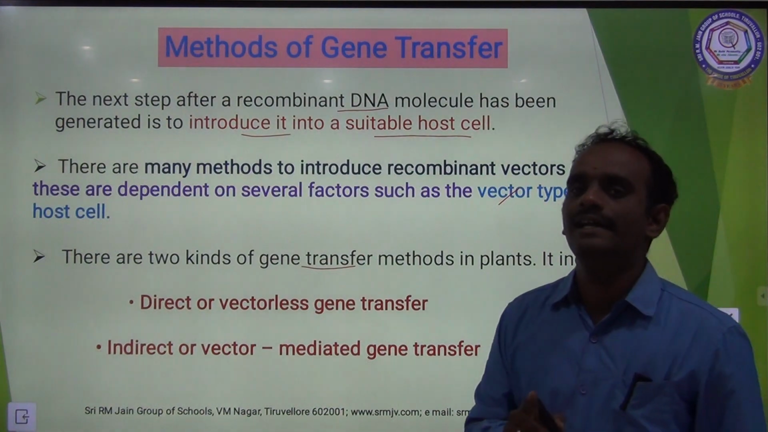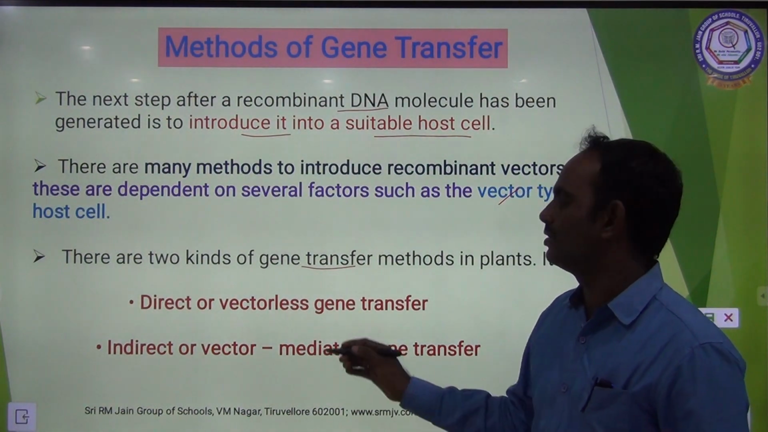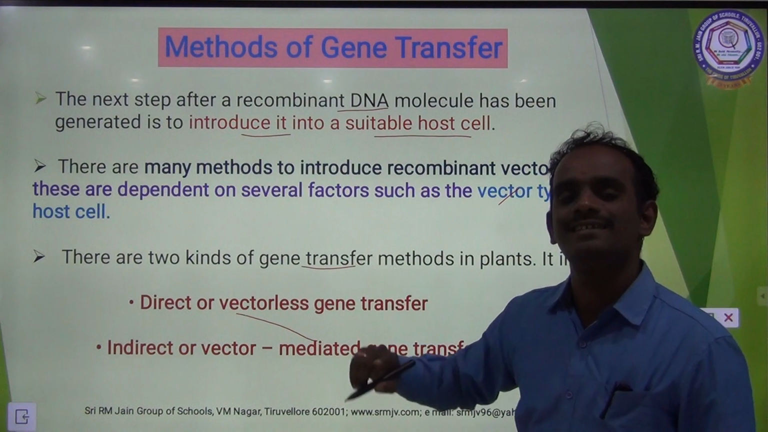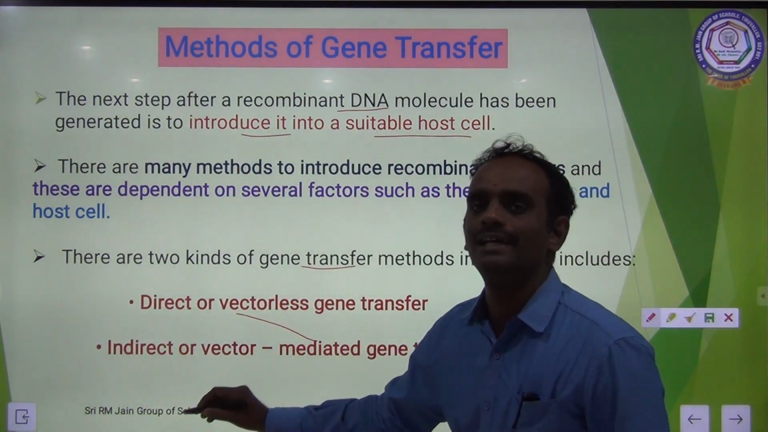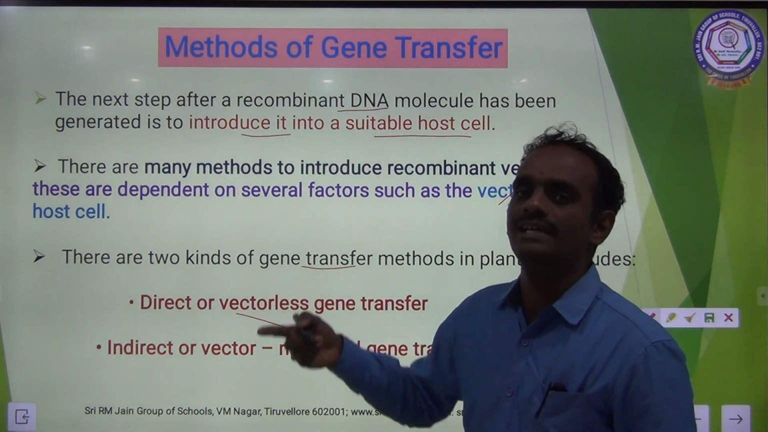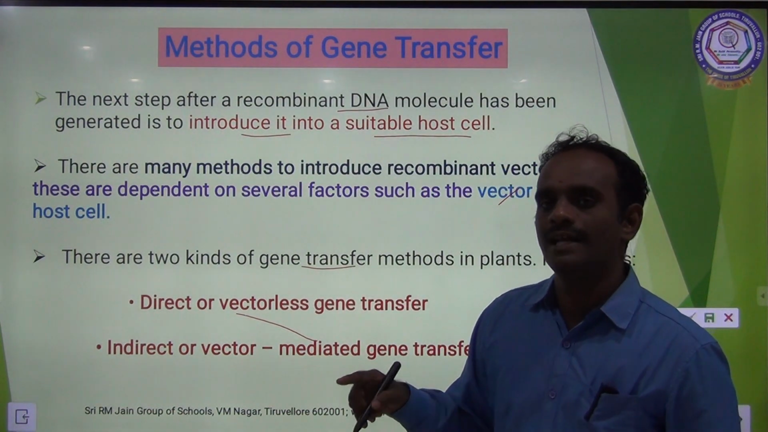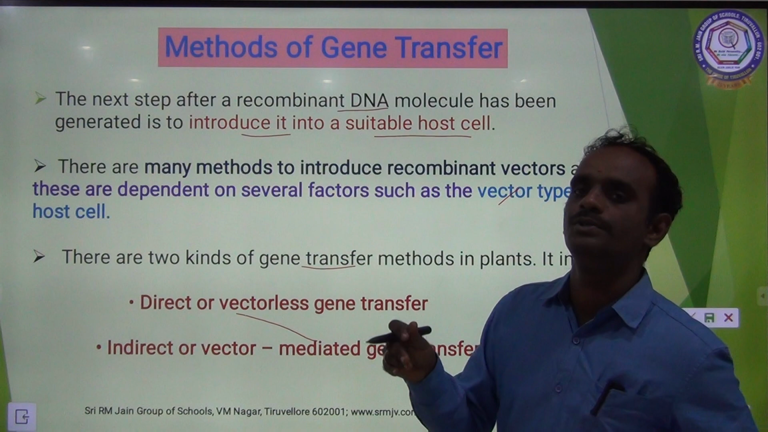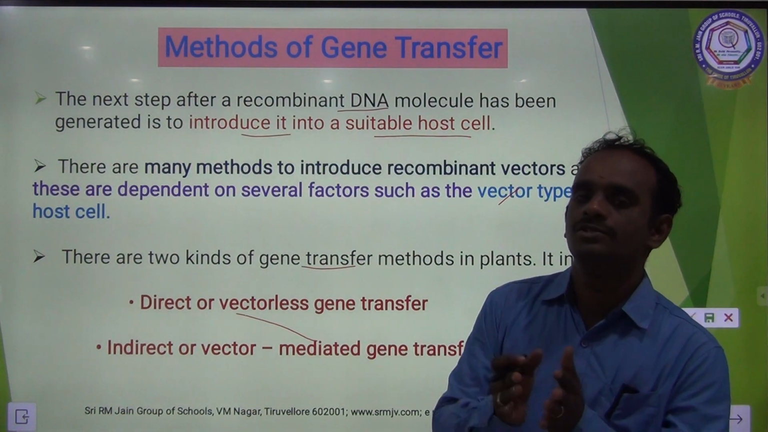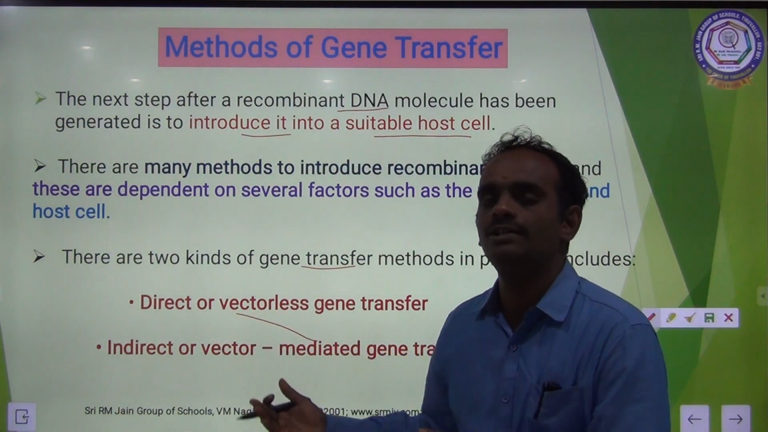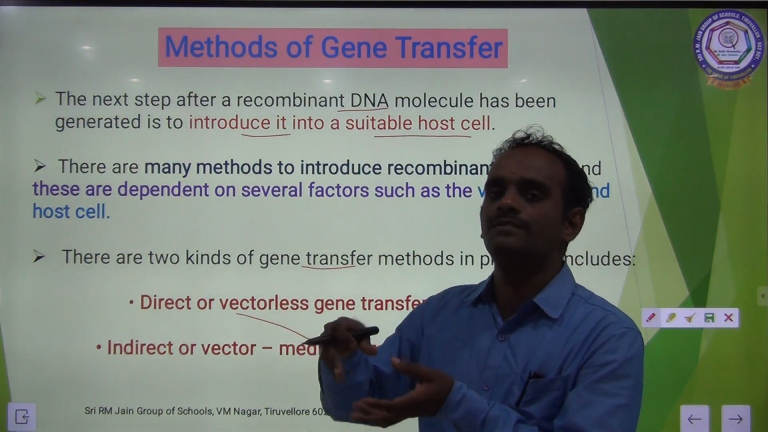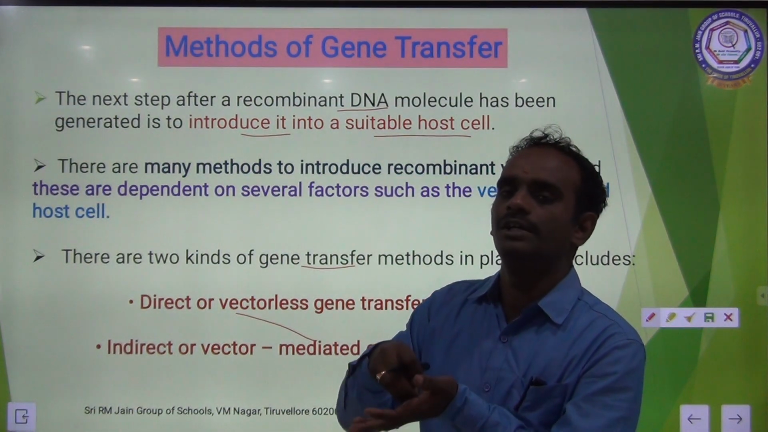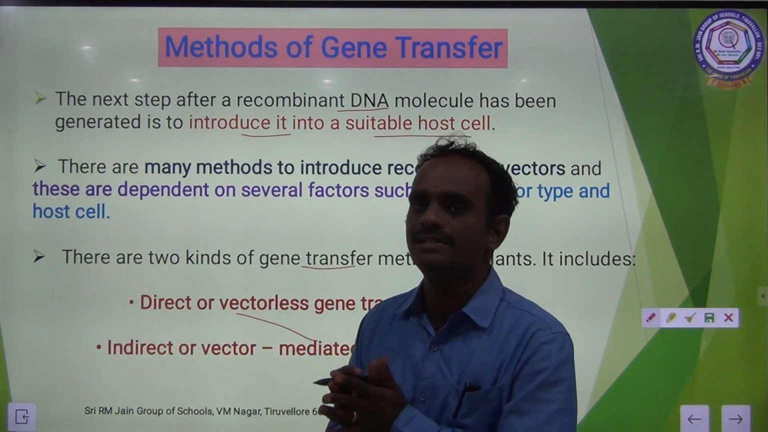One is the direct method. The direct method is also called the vectorless gene transfer method. Another one is called indirect or vector mediated, where the transfer mechanism is mainly due to the help of a vector. Vector only transfers the gene of interest into the host cell. Clear, children?